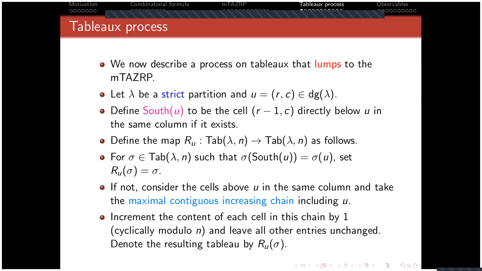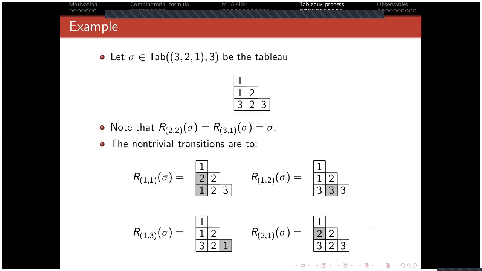Otherwise, you look above u in the same column and look at the sequence of cells for which the entries are consecutively increasing by 1 mod n. And for that particular chain, we will increment every cell by 1 and leave the others unchanged. So maybe it's good to do an example.